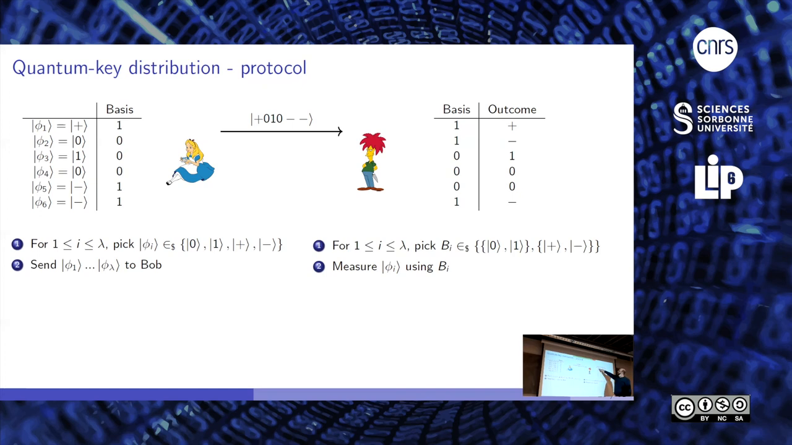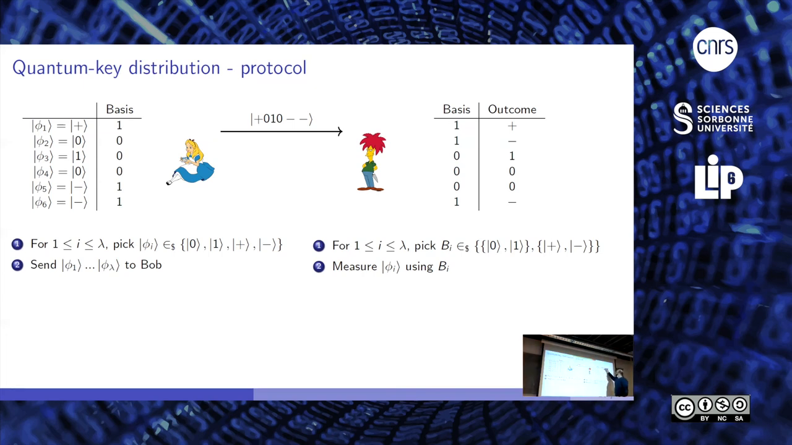So for example, he picked the first basis to be the Hadamard basis, the plus-minus basis. If he measures plus in the plus-minus basis, the outcome is plus with certainty. He decided to measure the second qubit, which is 0, in the plus-minus basis. So the outcome is minus, but Bob does not know this at this point. He's just choosing bases and using these bases to measure these qubits.